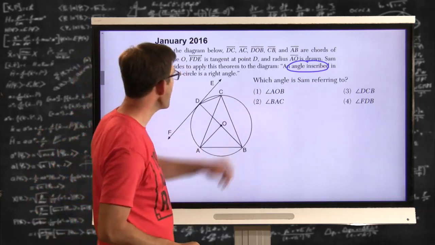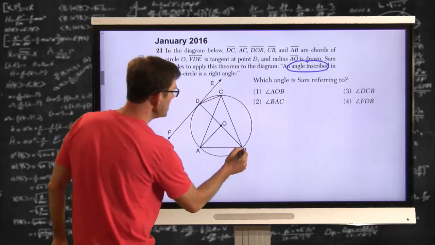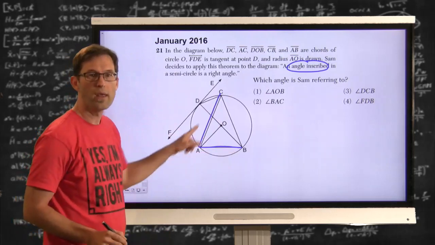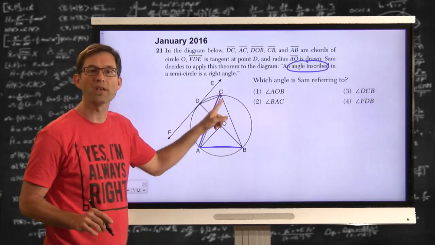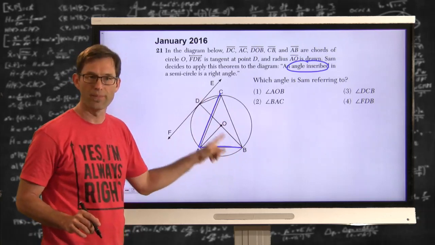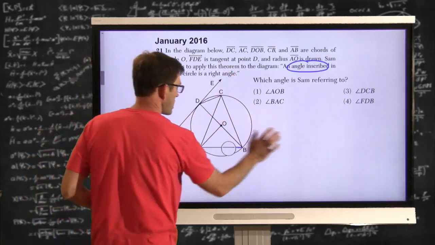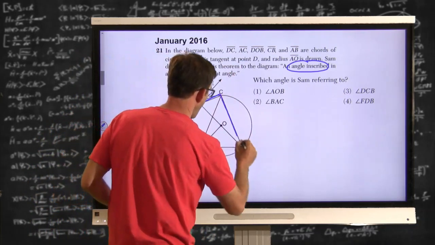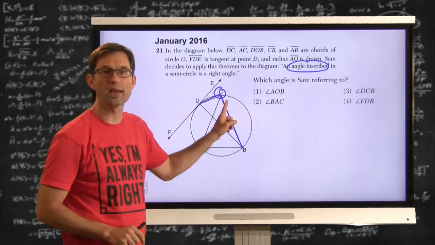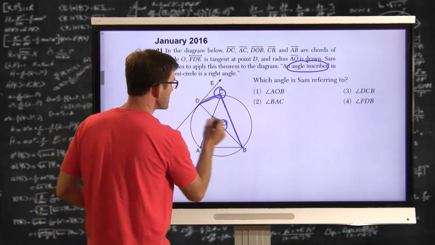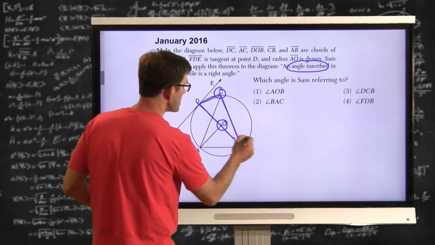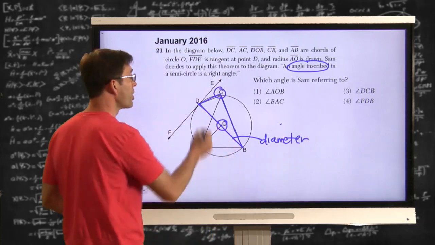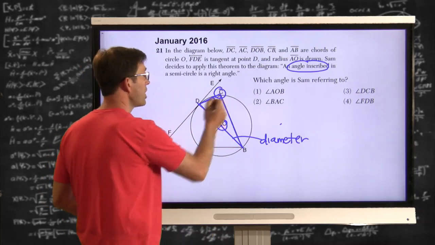Angle BAC is an inscribed angle, right? But it's not inscribed in a semicircle because CB is not a diameter. Plus, it sure doesn't look like a right angle. DCB, that would be this angle. Again, it's an inscribed angle because C lies on the circle. Now, because O is the center, DB is a diameter, and therefore this is an angle inscribed in a semicircle, and it must be a right angle.